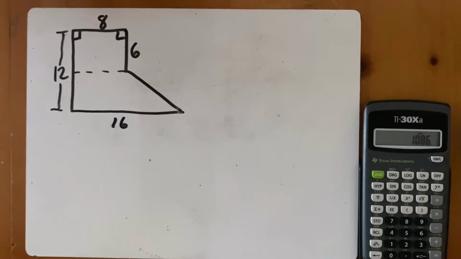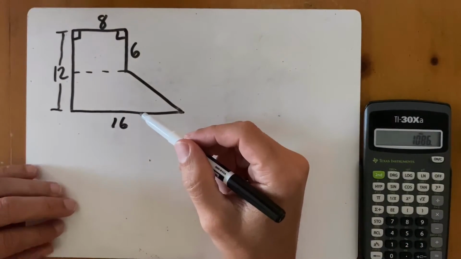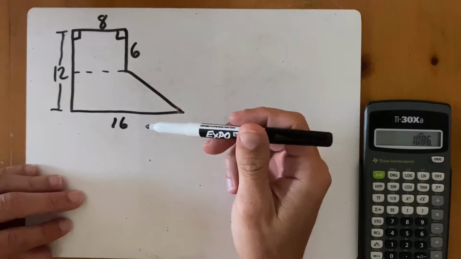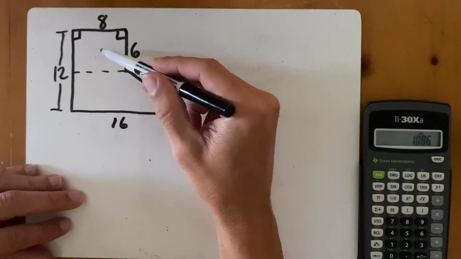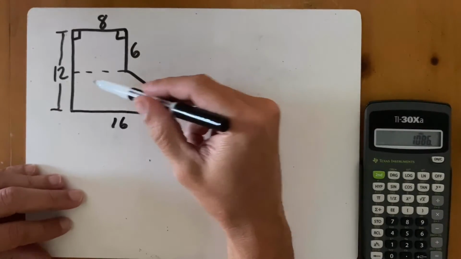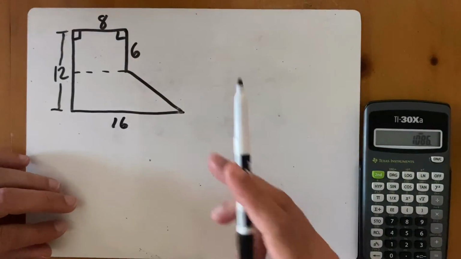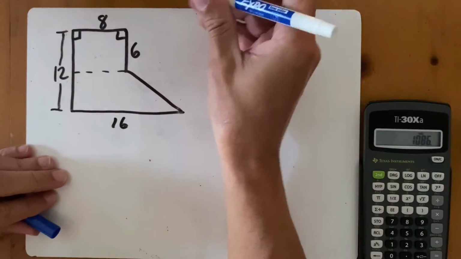All right, so moving on to composite figures. Here's the diagram that they gave us on this problem, and it wants to know the area of the entire composite figure. So we're gonna break this up into 2 segments. We've got a rectangle here, and then here we've got a trapezoid. So let's find the area of those 2. So let's first start out with the area of the rectangle. That one's pretty easy. It's just length times width.